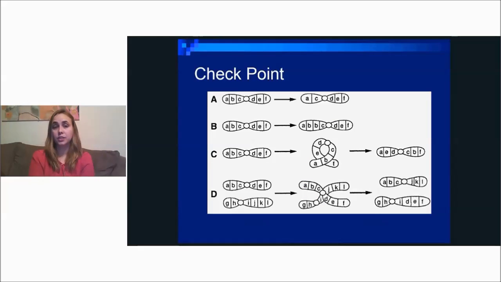so A is your deletion, B would be your duplication, C is a copy of your inversion, and D is your translocation, the 4 different types of chromosomal mutations. And just to review, the 3 different types of point mutations are substitutions, insertions, and deletions. And the insertions or deletions do cause a frame shift mutation.